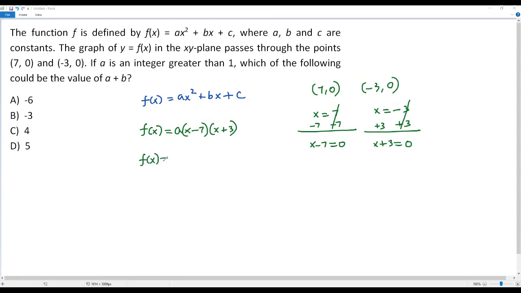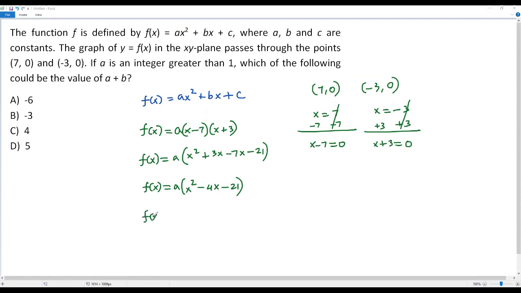Okay, f of x equals a times, let me multiply these two binomials using the FOIL method. First, let me multiply the first terms: x times x is x squared. Then we multiply the outer terms: x times positive 3 is positive 3x. Now let me multiply the inner terms: negative 7 times x is negative 7x. Let me multiply the last terms: negative 7 times positive 3 is negative 21. Then we get f of x equals a times x squared. Now when I combine positive 3x and negative 7x, I am getting negative 4x, minus 21.